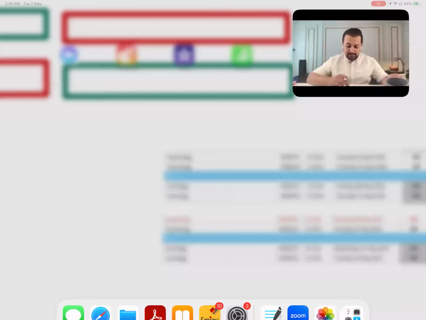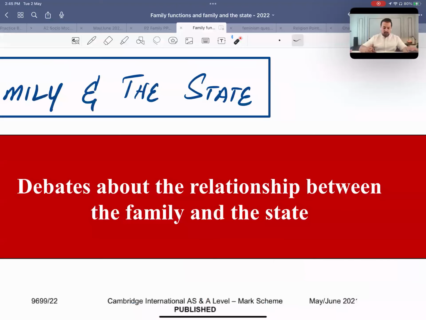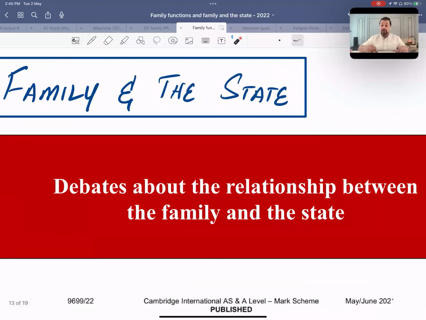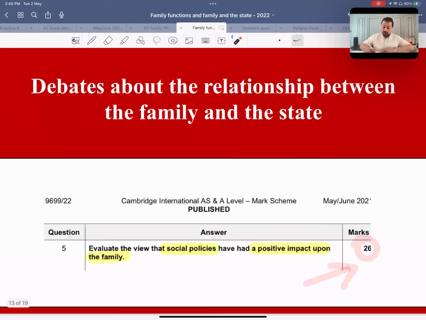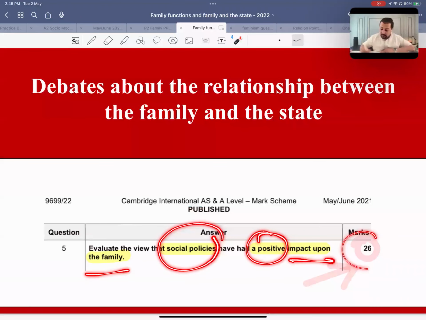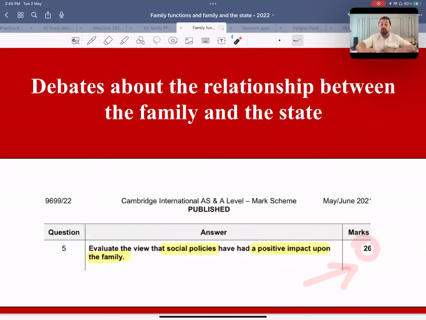Now, the topic is family and the state. And the question, like I said, is evaluate the view that social policies have had a positive impact on the family. A 26 marker evaluative essay question. And of course, this means that you'd be expected to write down in support of this argument and you'd be expected to write down against this argument as well.